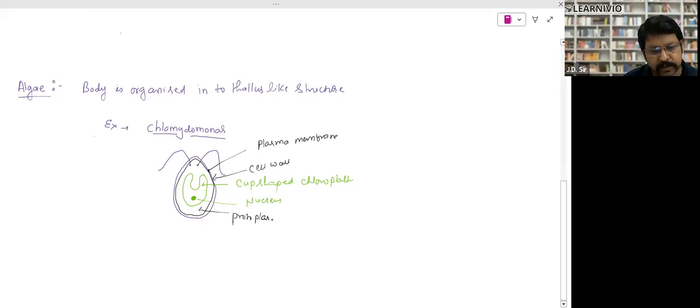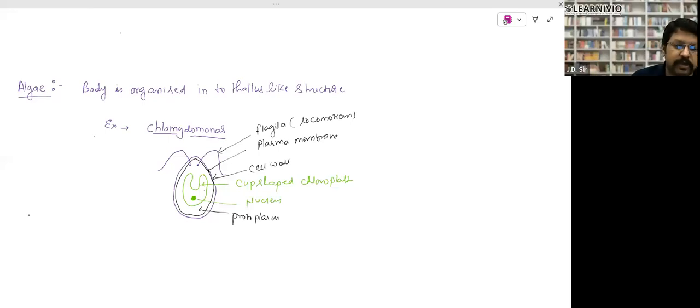So the rest of the structures are like a plant, right? But they have flagella. We have discussed in detail the flagella and cilia, right? So what is the purpose of flagella? The purpose of flagella is locomotion, meaning swimming, right? This is the locomotory organ found over here. And the cell wall is basically made up of cellulose, the same component which makes the cell wall of the plant, right?